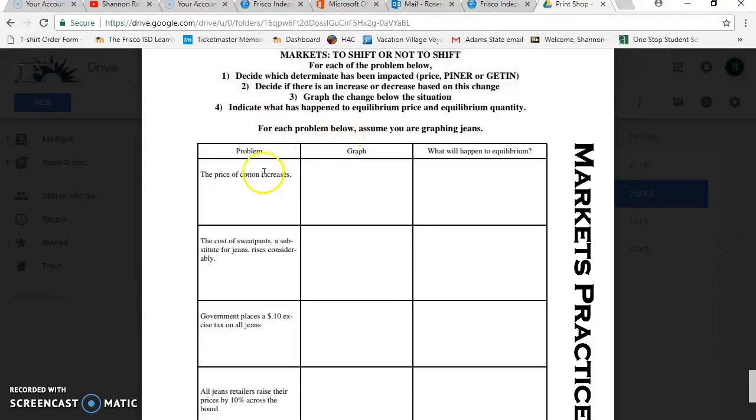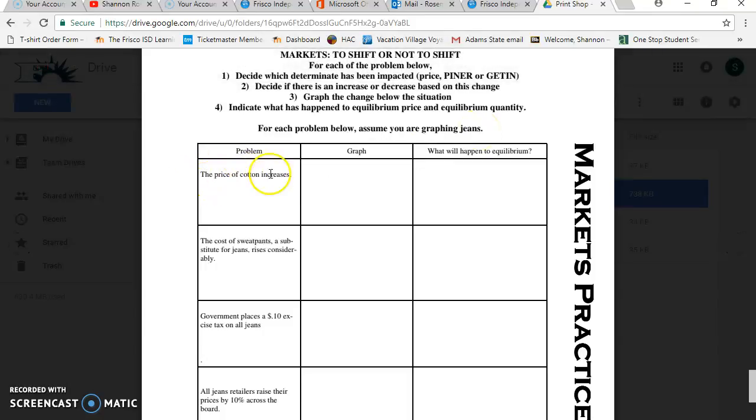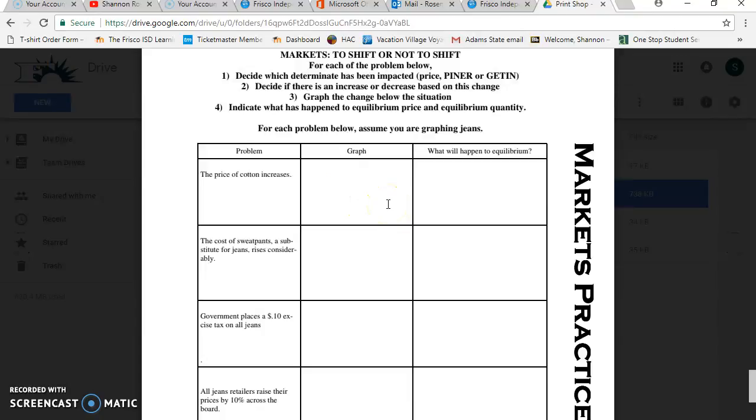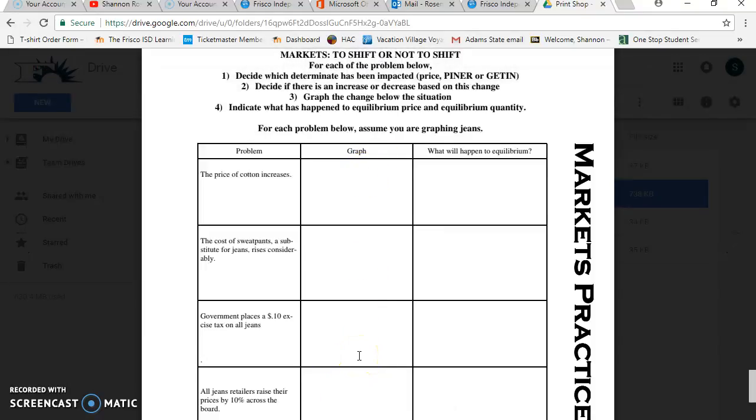All right, so first thing we want to do is make sure we understand what we're graphing. So in every one of these problems, it says you are graphing jeans. So you come down here and it says you've got a problem. The price of cotton increases. So you're going to graph a market for jeans, which means you have your price, quantity, and then you have a downward sloping demand curve and an upward sloping supply curve on every single one of these. That's when I say draw a market, okay?